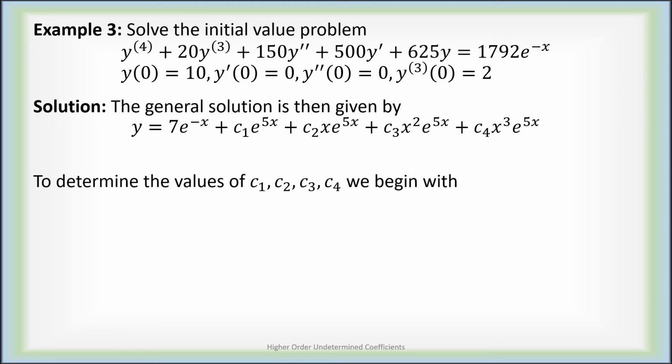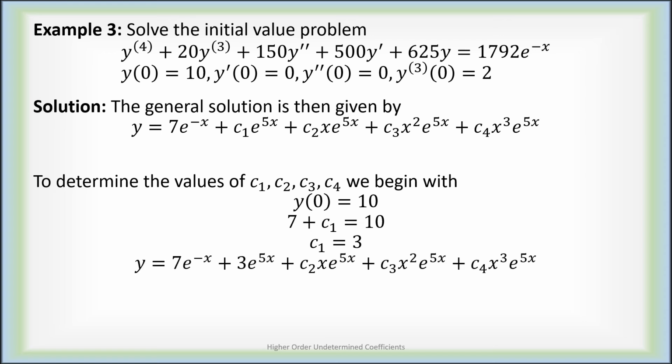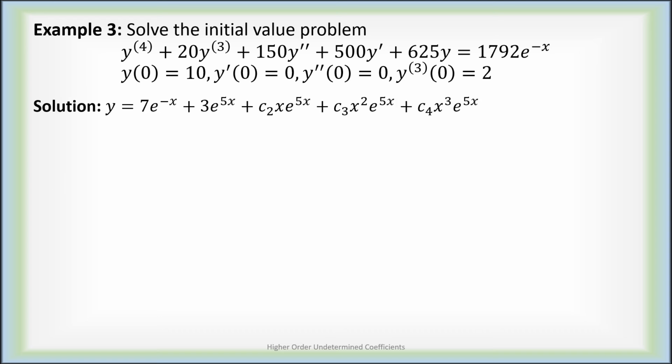Now we can start using our initial values to determine what these unknown constants C1, C2, C3, C4 are. So y of 0 is 10. If I go ahead and plug 0 in here, x cubed, x squared, x all vanish, and we get 7 plus c1 equals y of 0, which was 10. Therefore, c1 is simply equal to 3. Well, now I can go ahead and replace that c1 is 3. So we determined that c1 is 3, which means we can write our solution like this.